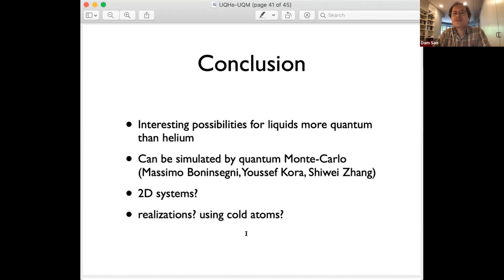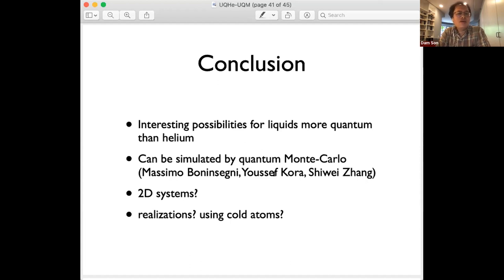One interesting thing about this exercise is that these liquids can be simulated by quantum Monte Carlo. That's because bosons, interacting bosons, have no sign problem. One can put them in the computer. And with Massimo Boninsegni, Yusuf Kora, and Shiwei Zhang, we are trying to look at the phase diagram of different hypothetical isotopes of helium.